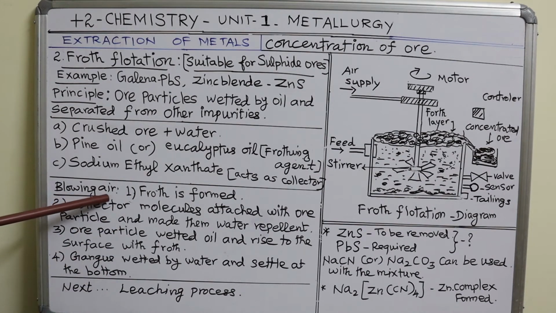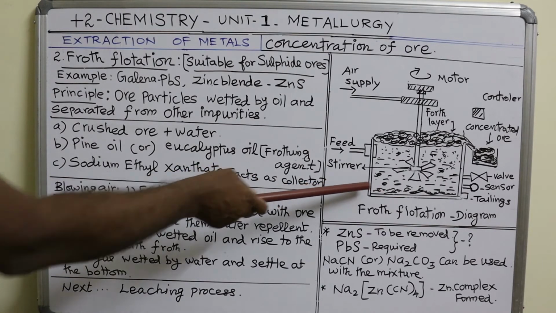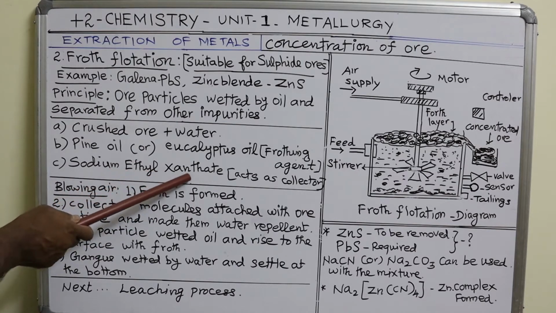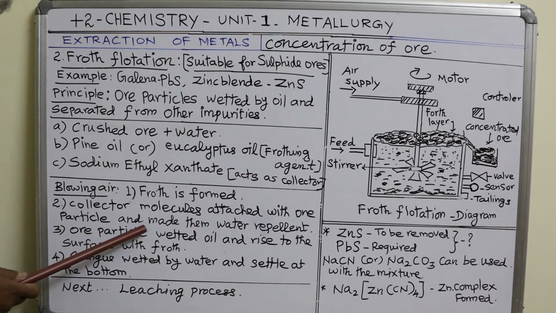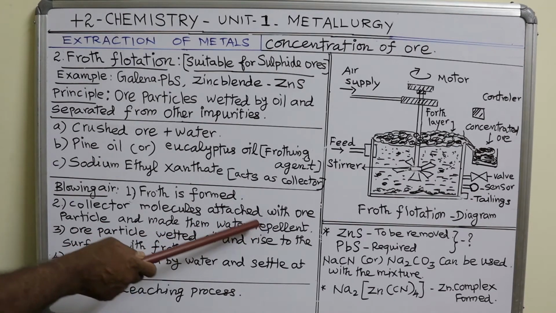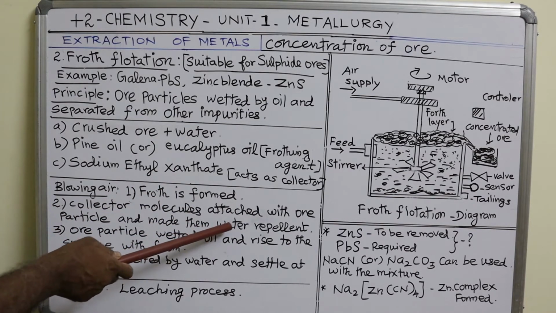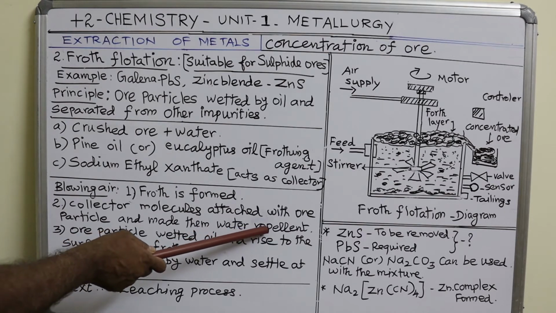When air is blown, the first point is that froth is formed. So the oil makes froth along with water. In the second stage, the collector molecules, what is the collector molecule here? Sodium ethyl xanthate. The collector molecules attach to the ore particles and make them water repellent. Because of that, these ore particles become water repellent.